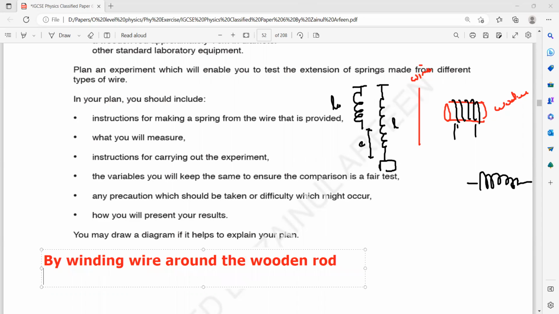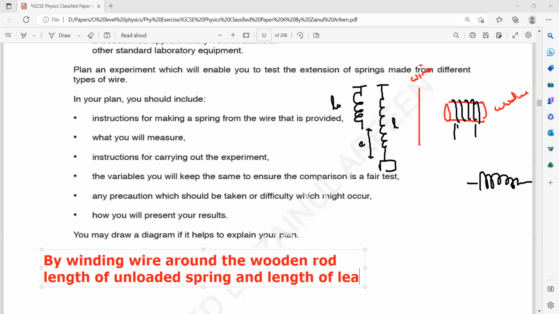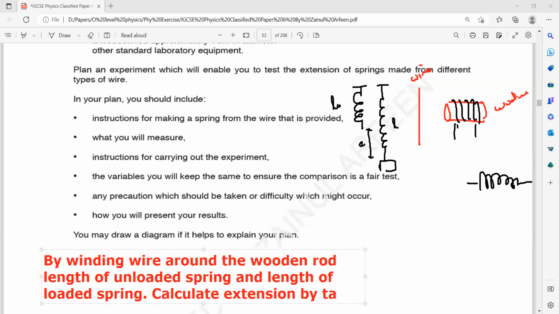So the thing which will measure is the length of the unloaded spring, or original length you can also say, and the length of the loaded spring, and we will calculate the extension by taking the difference in the length.